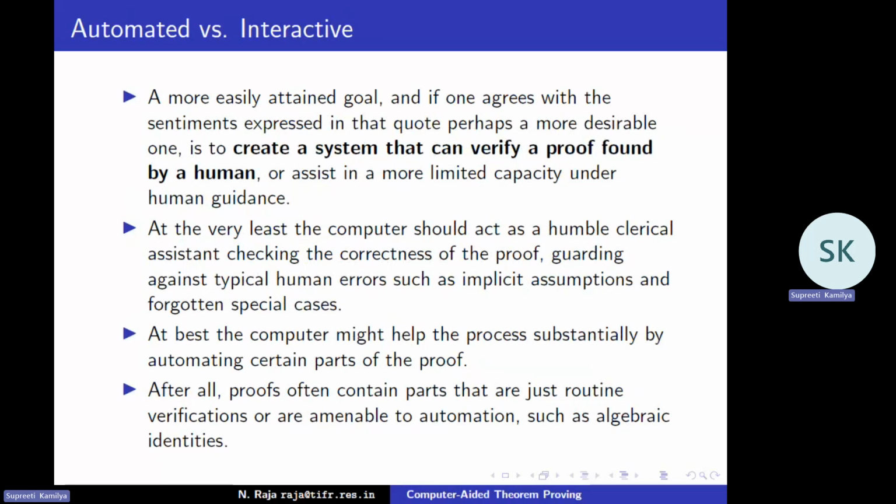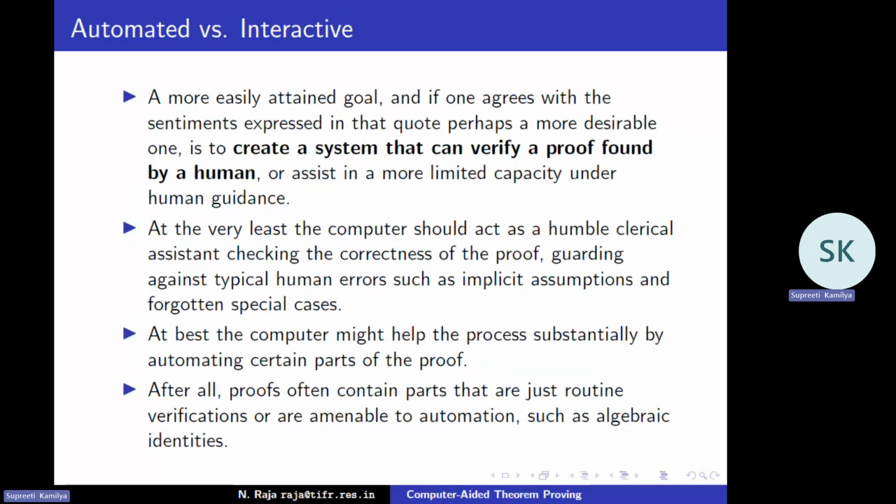Keeping in mind Dijkstra's views, we have a more easily attained goal, where you create a system which can verify a proof that's done by a human. Proofs are something for us to do as a vehicle of our understanding of mathematics, but you can use a machine to check that the proof is correct.